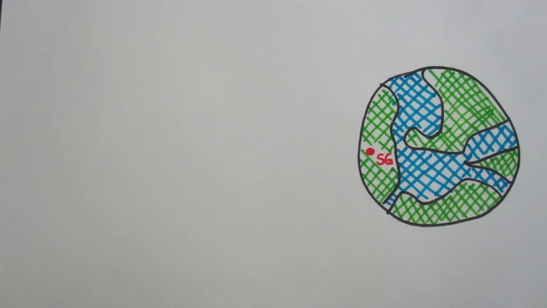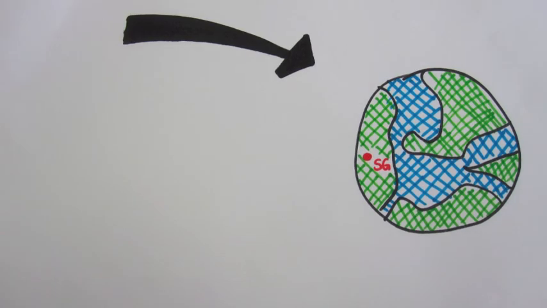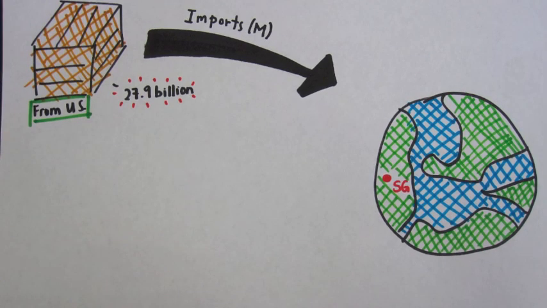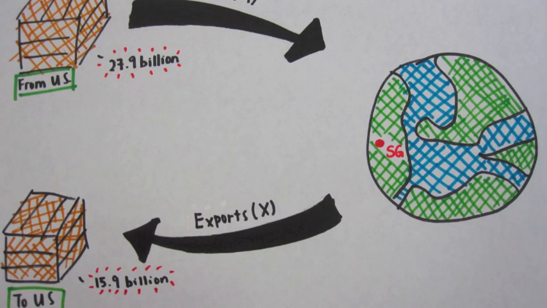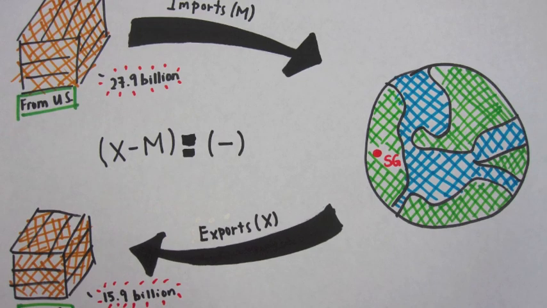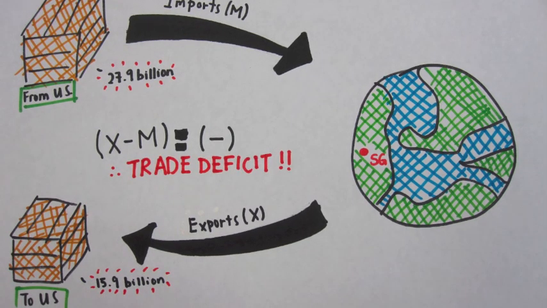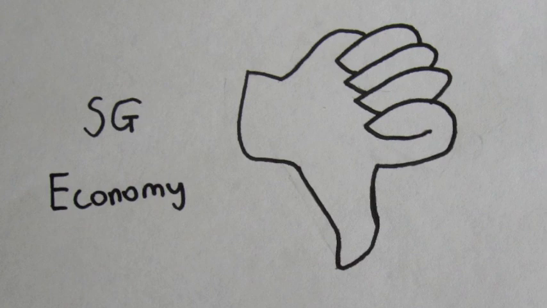With the depreciation of the US dollar, Singapore imported $27.9 billion worth of US goods and exported only $15.9 billion worth of goods to the USA in 2010. This resulted in a trade deficit. This is in fact unhealthy for the Singapore economy.